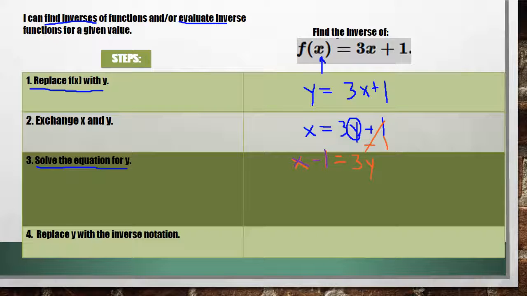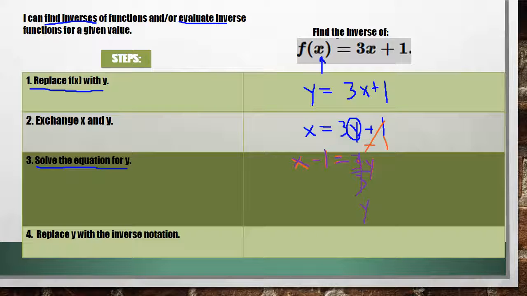Okay, so I have x minus 1 equals 3y. So I have one final step then to get my y by itself. This is saying 3 times y, so to get rid of it, I divide, and I get y on this side.